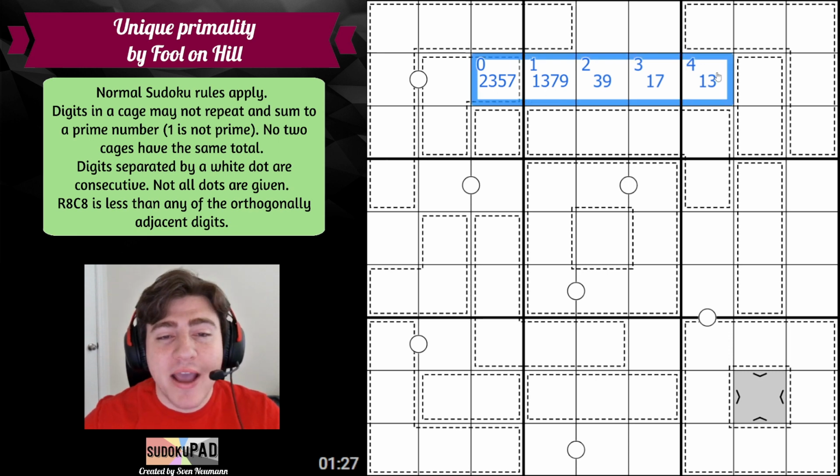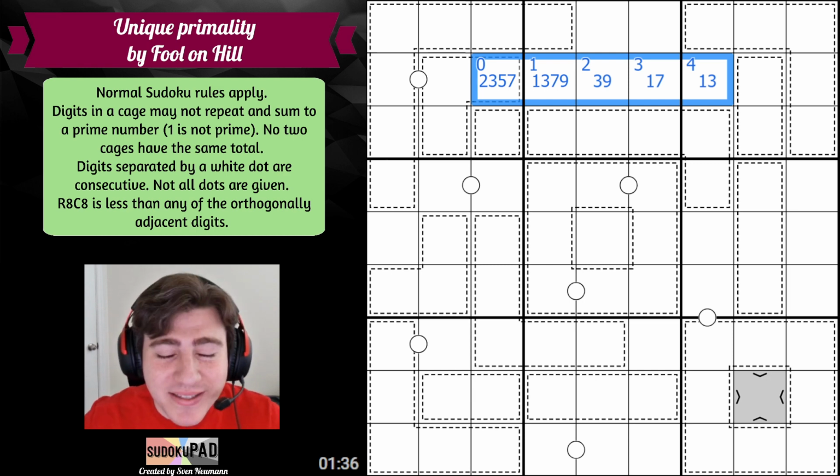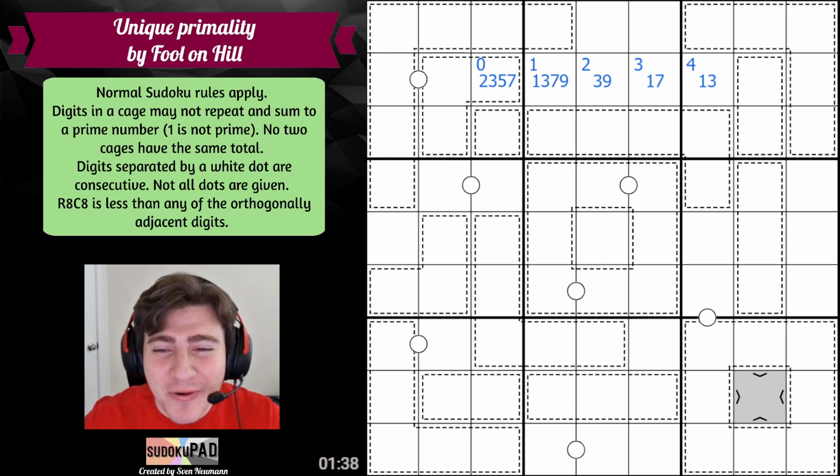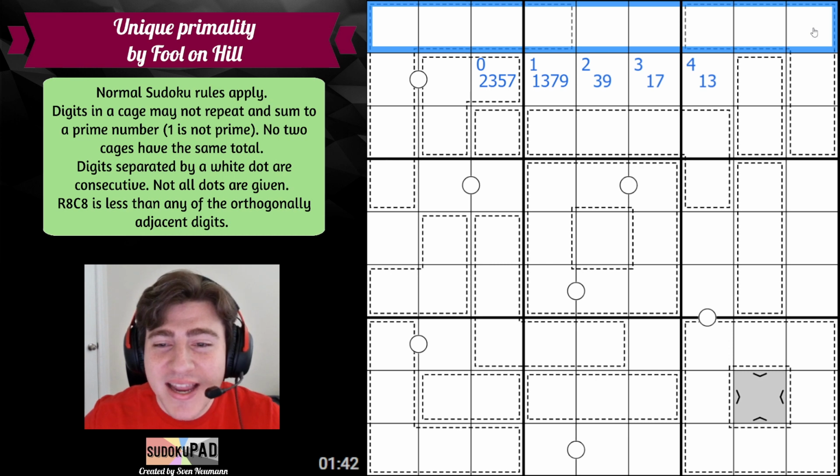The reason we won't go higher is because no two cages have the same total, and digits in a cage may not repeat, and we know that the sum of 1 to 9 is 45.